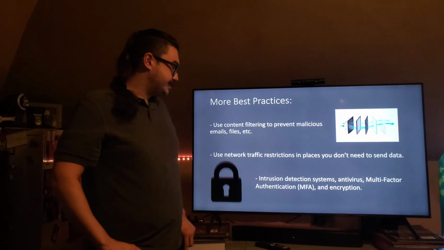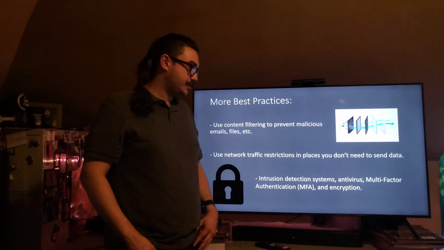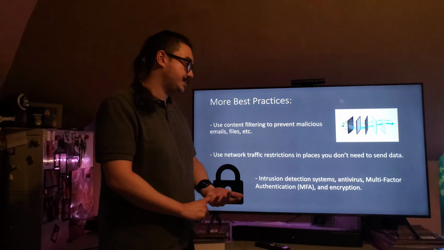And some more best practices. This is just more basic cybersecurity best practices, multi-factor authentication, all that good stuff. As I mentioned at the beginning, segmentation is one tool in a massive toolbox. So make sure that all those other tools aren't just collecting dust and they're getting used.